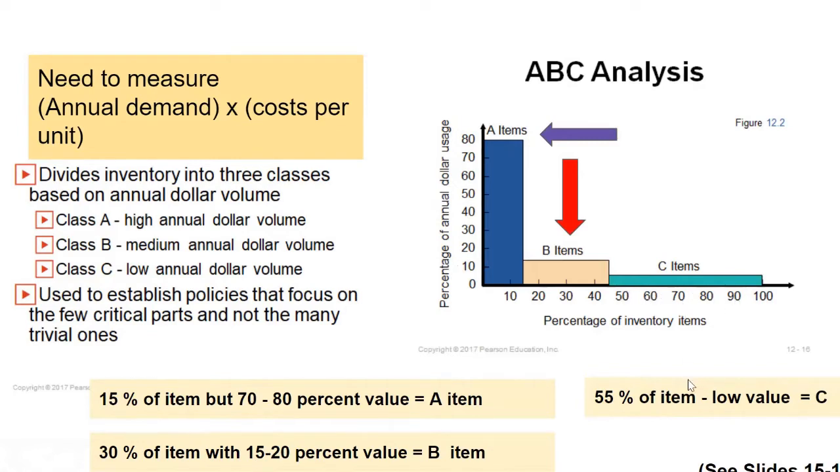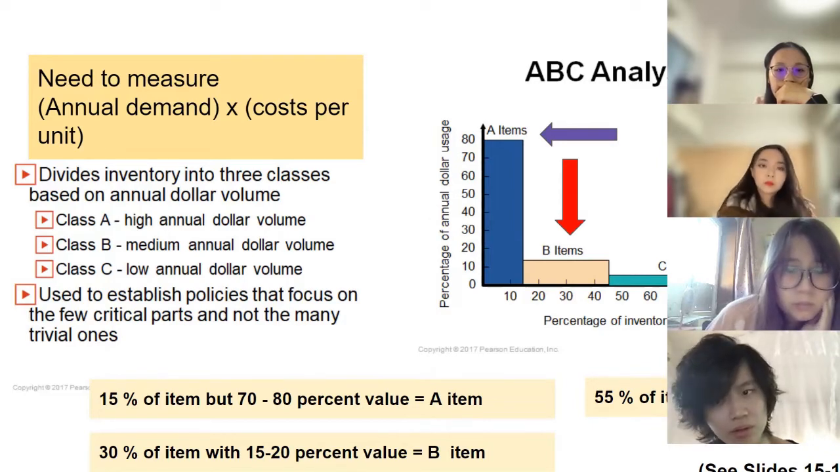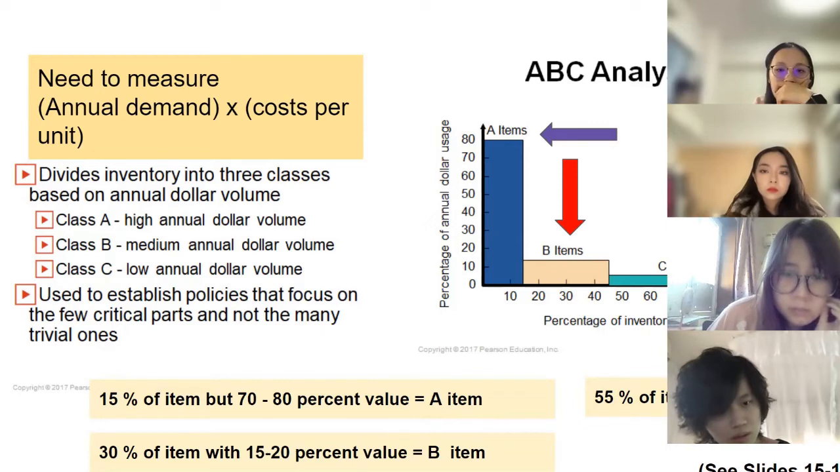So for low value items, what kind of policies do you want to put in place? For example, A item, B item, C item. Anyone, what kind of policies do you think you want to put in place in terms of monitoring the quantity? I give you one question only. Monitoring the quantity, for A item, B item, C item. What kind of policy do you think that you want to put in place in your company?